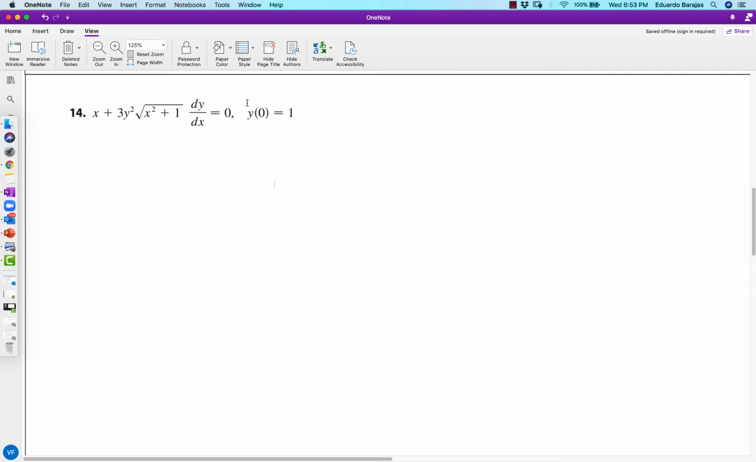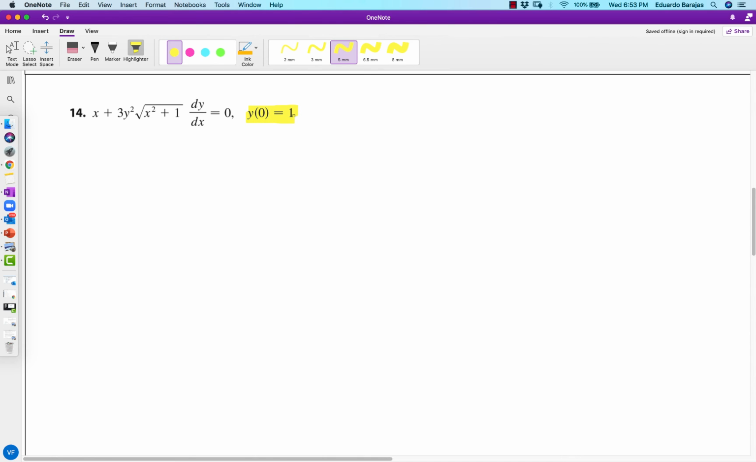Don't let this confuse you. This is a boundary condition. This is additional information that's given so that we can isolate the value of c, that constant at the end. So we'll worry about this down the road. For now, our first task is to try and see if this qualifies as a separable differential equation.